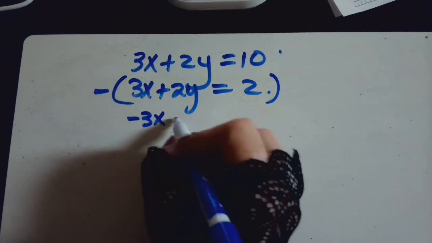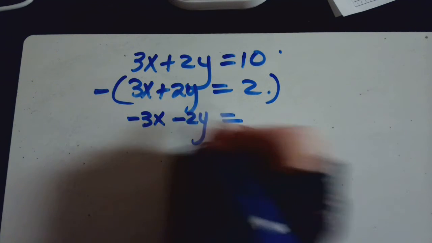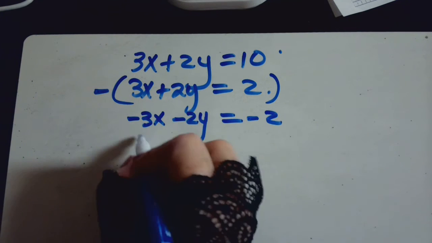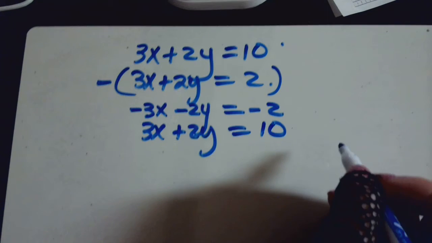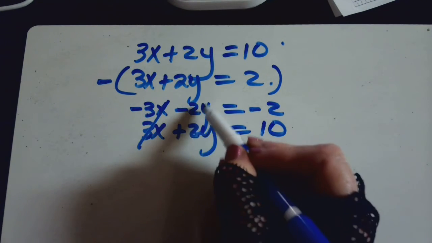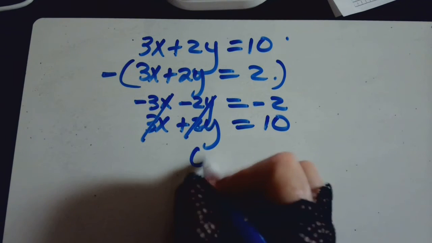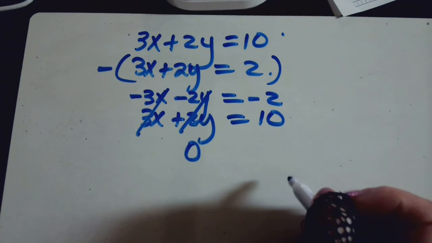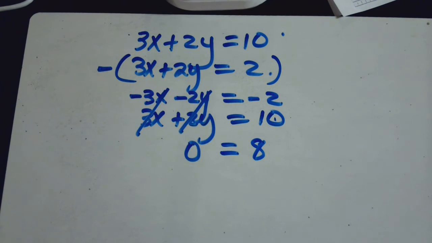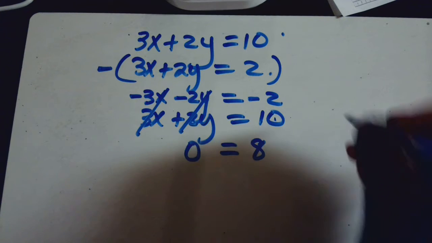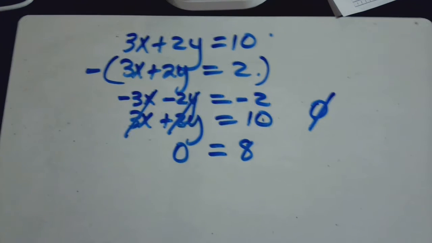Negative 3x minus 2y equals negative 2, and then rewrite the first one. Okay. So you notice the x's and the y's cancel out. So you put a 0 here. It means you have none. So you have to write that. 10 minus 2 is 8. You have to have some kind of statement to see if it's infinitely many solutions or no solution. Does 0 equal 8? No, it doesn't. So that means you have no solution.